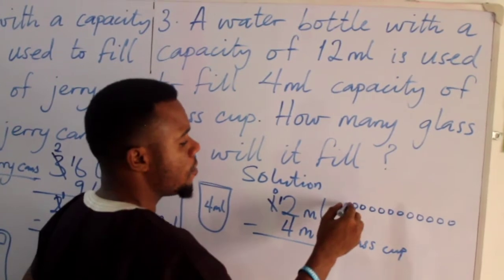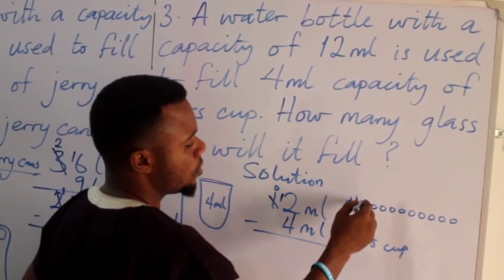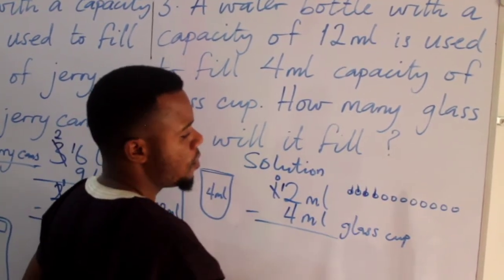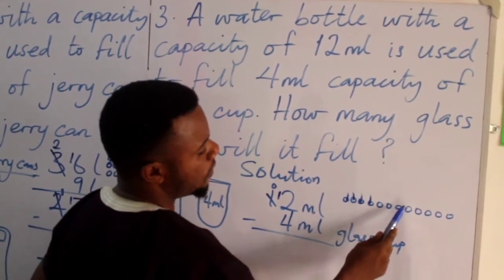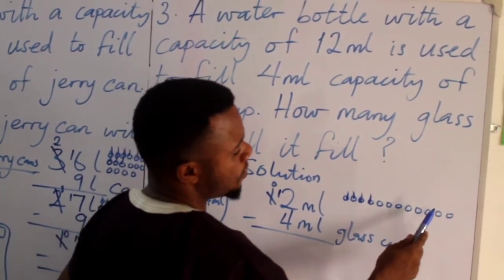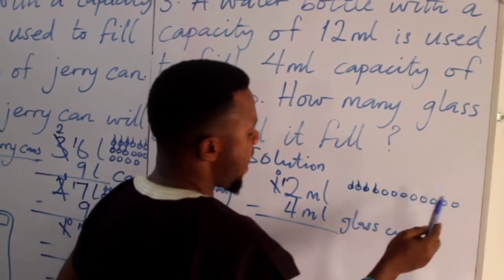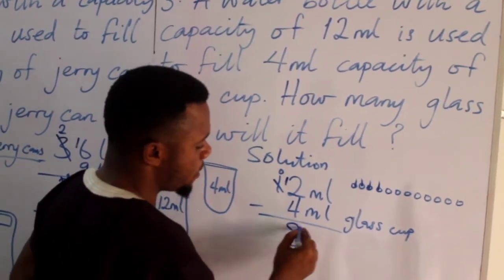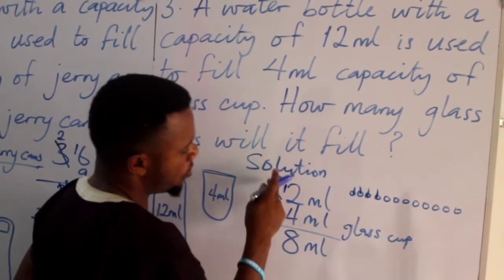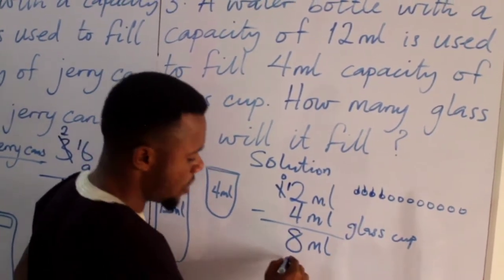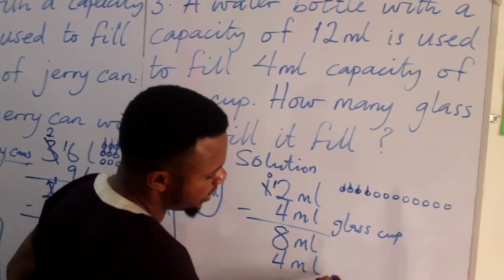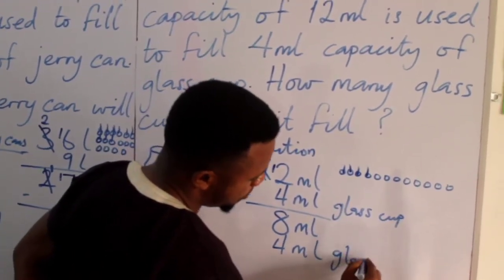Take out 4 from 12. 1, 2, 3, 4. What do we have left? Count with me. 1, 2, 3, 4, 5, 6, 7, 8. We have 8 milliliter because we have nothing here to write here. Remember, we still have 8. We still have to subtract again. This is our second glass cup.